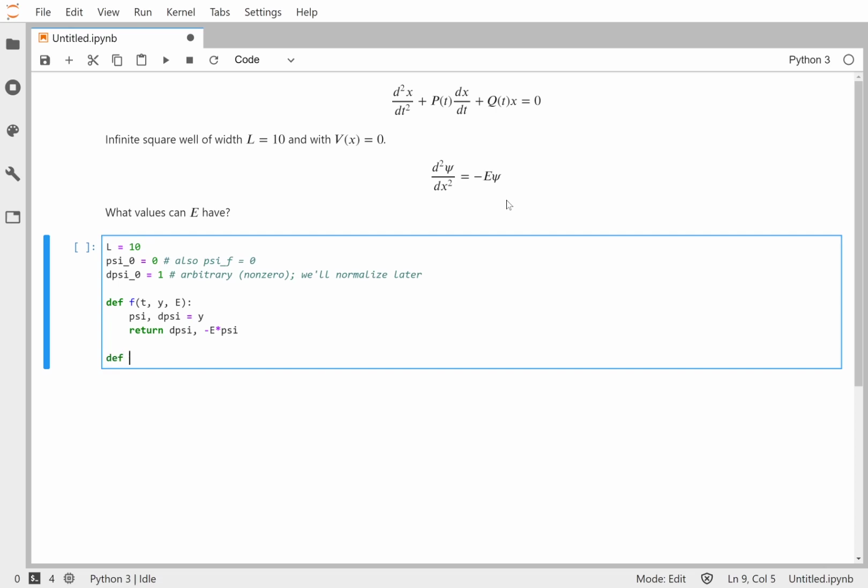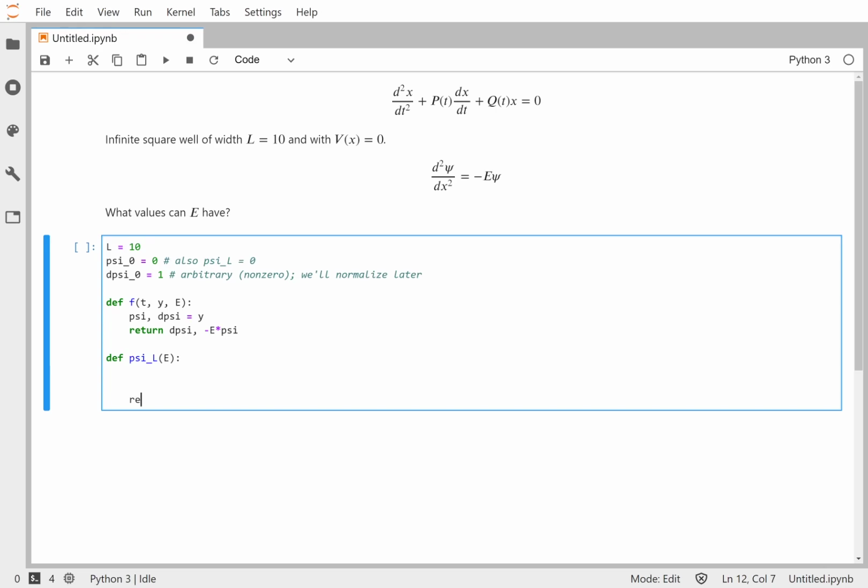Okay, and then I want to write a function that gives me psi final. Actually, let's call it psi L, because final sort of implies time, but really I mean psi at the other end of the square well has to be 0. So psi L here is a function of E, and the idea here is we're going to do some stuff, and then after we do that stuff, we're going to return the, well, psi at location L, so it'll be the last thing in our solution.